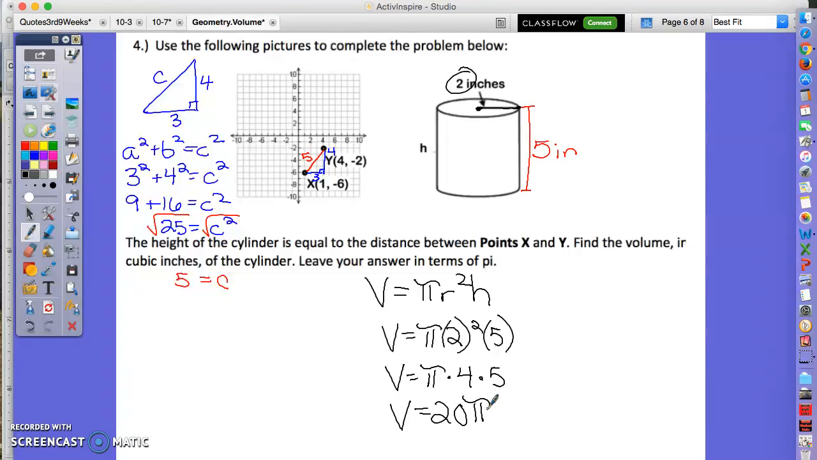Here it says leave your answer in terms of pi, so I get that the volume is 20 pi. Never leave a naked geometry answer, so we always need units. Put a word on the end of that. Volume is always cubed. This was in inches, so it's inches cubed. No naked numbers. We need labels.